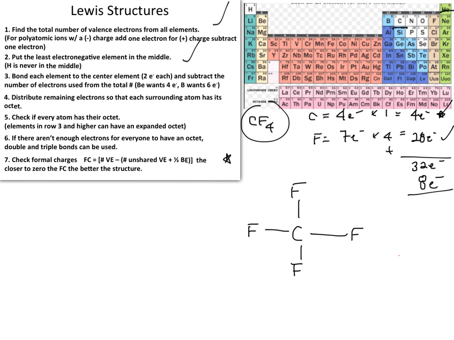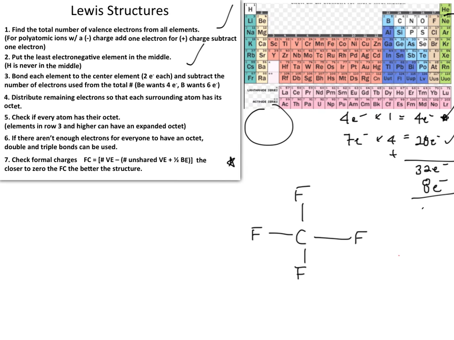So if we look at this, we can see that we have a total of 24 electrons remaining to be distributed. Now, in order to figure out where to distribute them, we need to look at step number 4. Step number 4 tells us to distribute the remaining electrons so that each of the surrounding atoms has its octet. Okay, so fluorine, which is number 9 on the periodic table, wants to have a total of 8 valence electrons. So in order for it to have 8 valence electrons, we need to make sure that they have that exact number. So if we look at the example, carbon is bonded to fluorine.